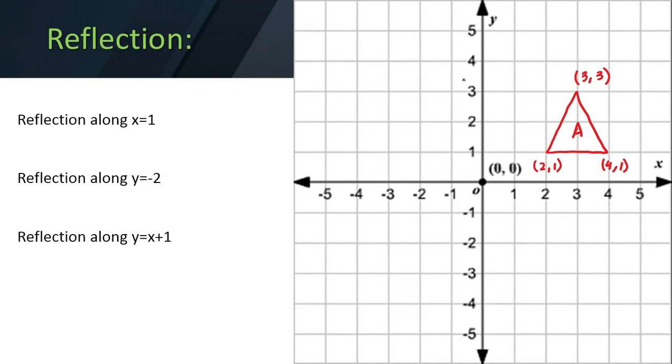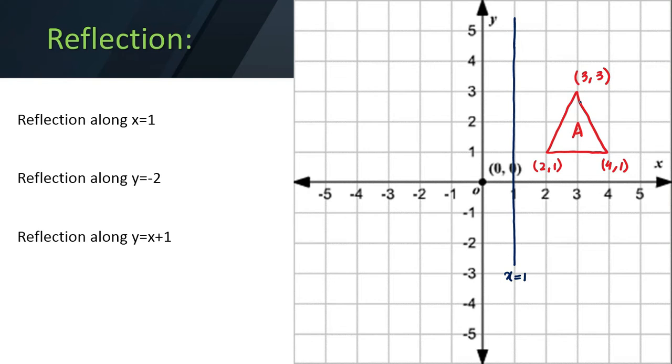See, here if we have x is equal to 1 as a line of reflection, first we will mark this line on the graph paper. So here is the line x is equal to 1. After this, as we have an object on the right hand side of this line, we will reflect it on the opposite side of this line of reflection.